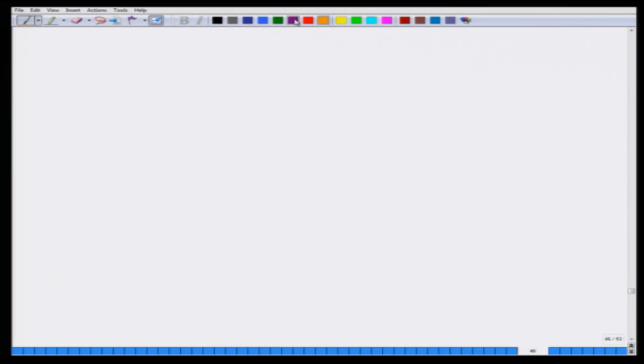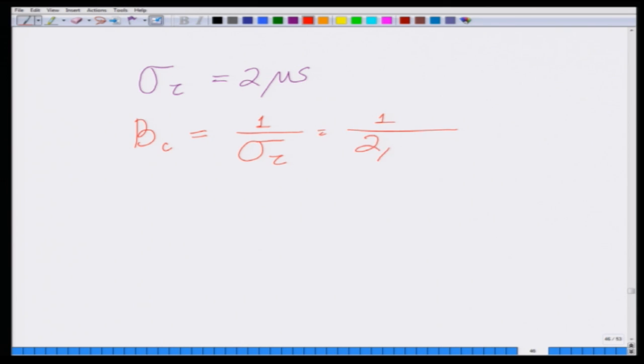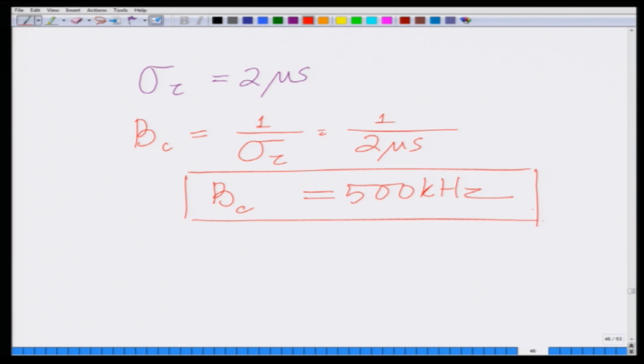And further we have seen that sigma tau is equal to 2 microsecond in the previous module. Therefore, the coherence bandwidth of the typical outdoor channel is 1 over sigma tau equals 1 over 2 microsecond, which is equal to 500 kilohertz. That is, because the typical delay spread is 2 microsecond, the typical coherence bandwidth is 1 over the delay spread, which is 1 over 2 microseconds, which is 500 kilohertz.